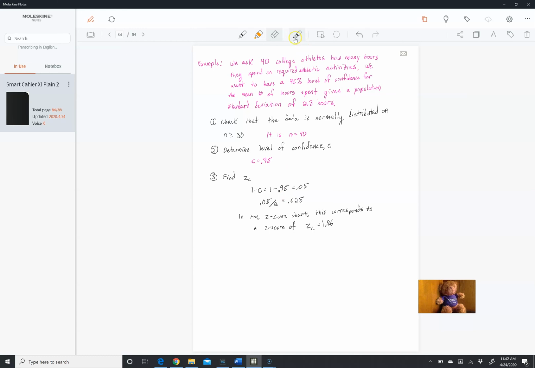Okay, now we're going to find our margin of error. I meant to put that all in pink. Oh well.